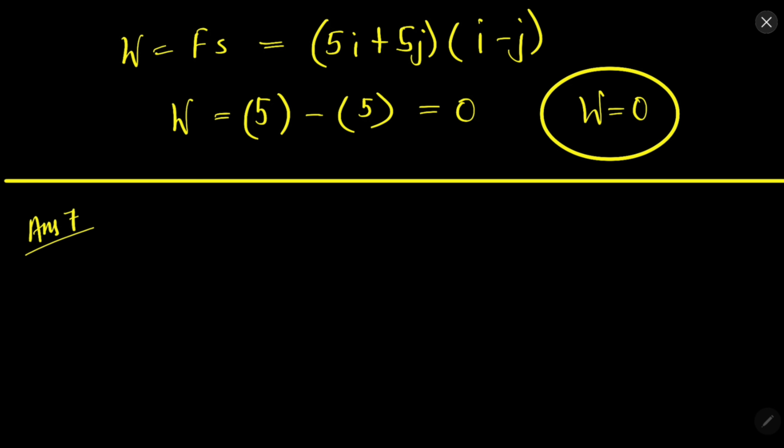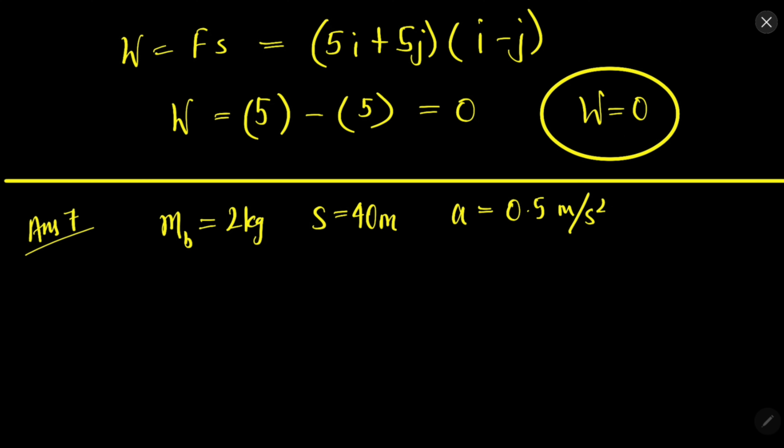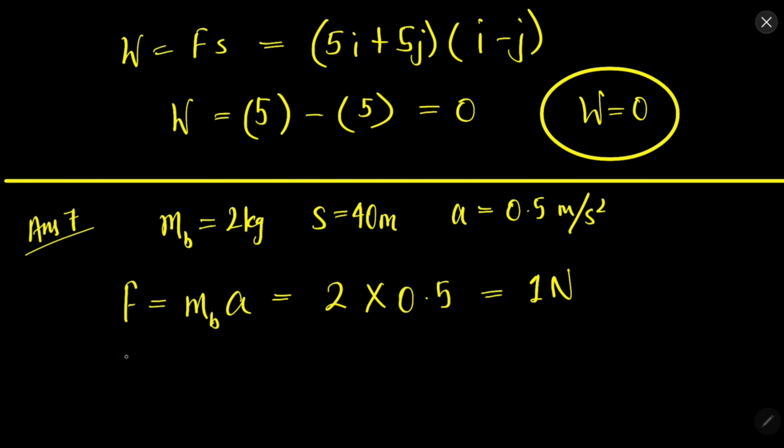So answer or solution 7. The mass of the block is 2 kg. The displacement is 40 meters. The acceleration is 0.5 meter per second square. So ultimately the force that is applied by the man on the block is mass into acceleration. So the mass of the block is 2 and the acceleration is 0.5, so 1 Newton.